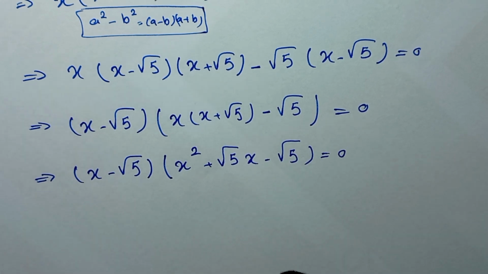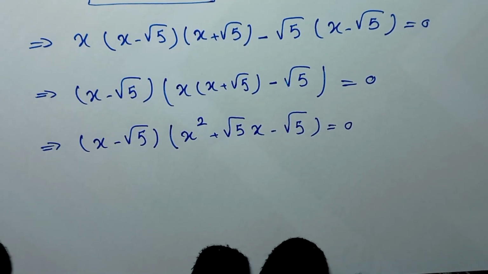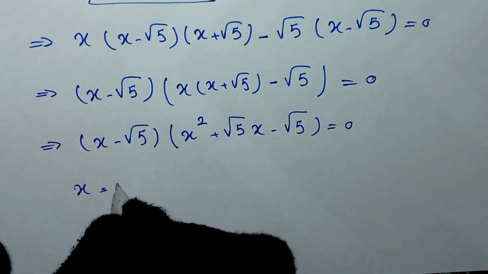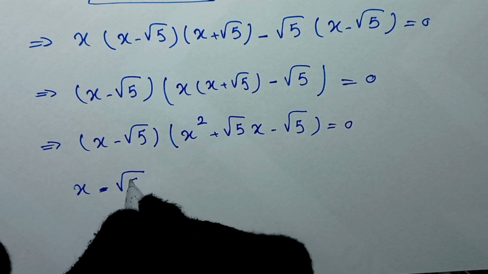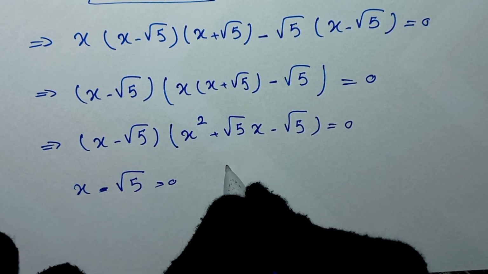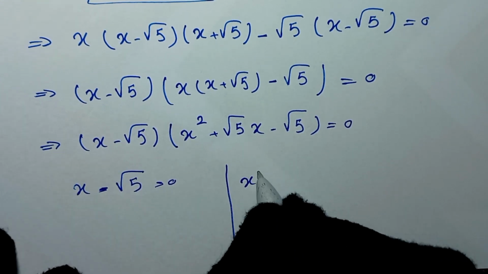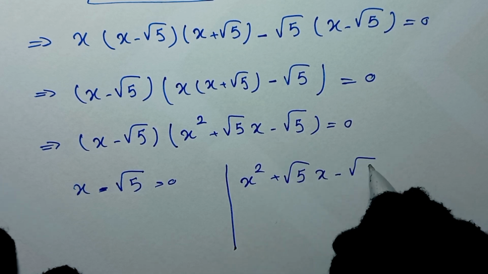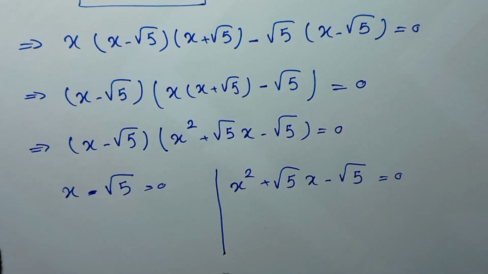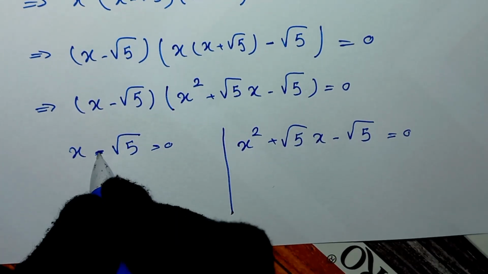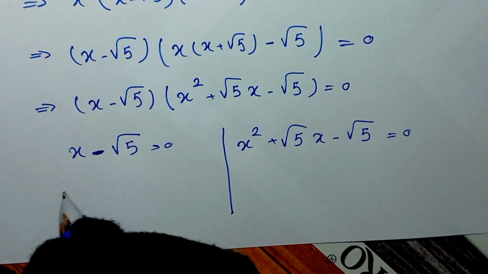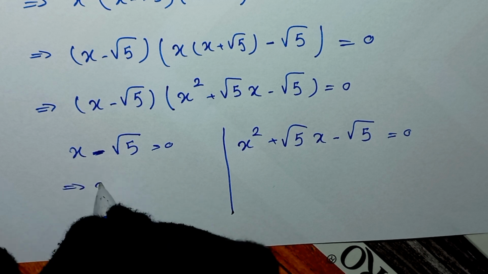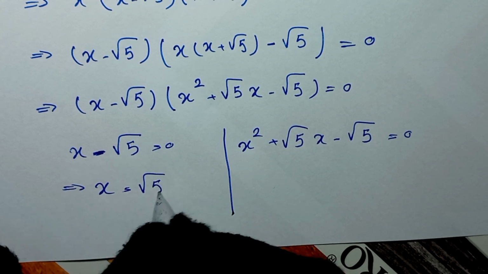And here we have two solutions for x. x minus square root of 5 is equal to 0, and x squared plus square root of 5x minus square root of 5 is equal to 0. Here, we take this square root of 5 to this side, and it will be x is equal to the square root of 5.